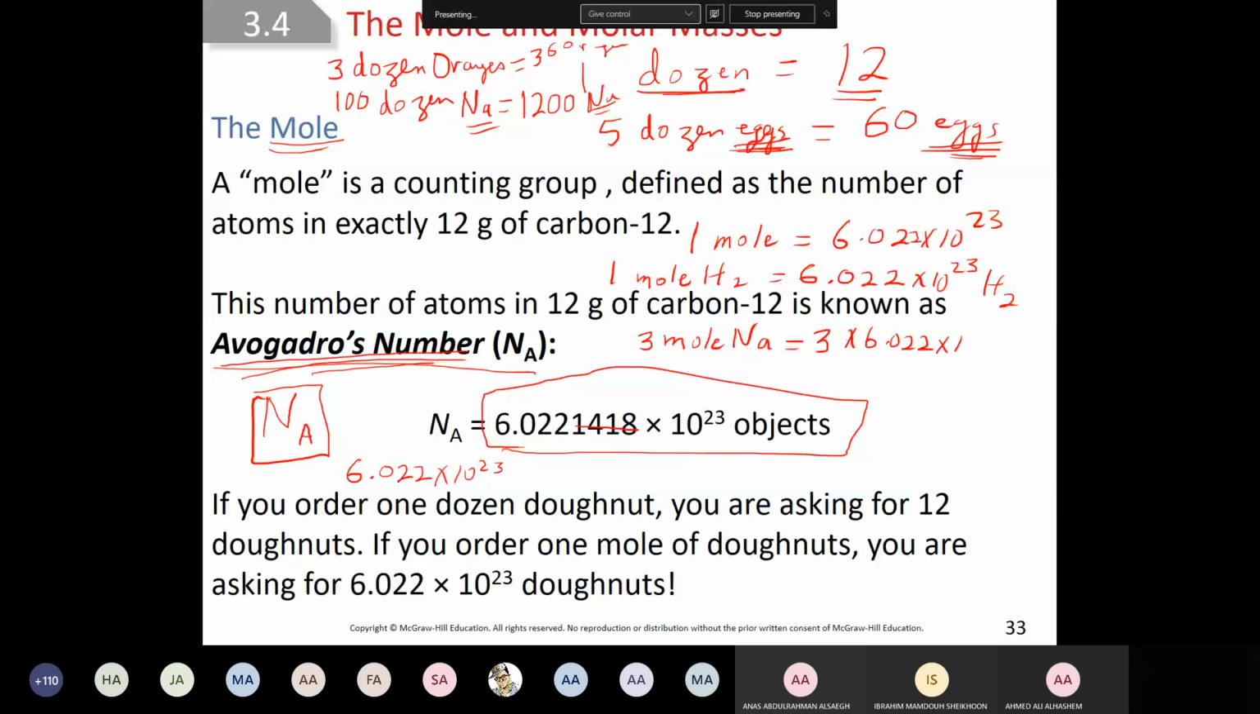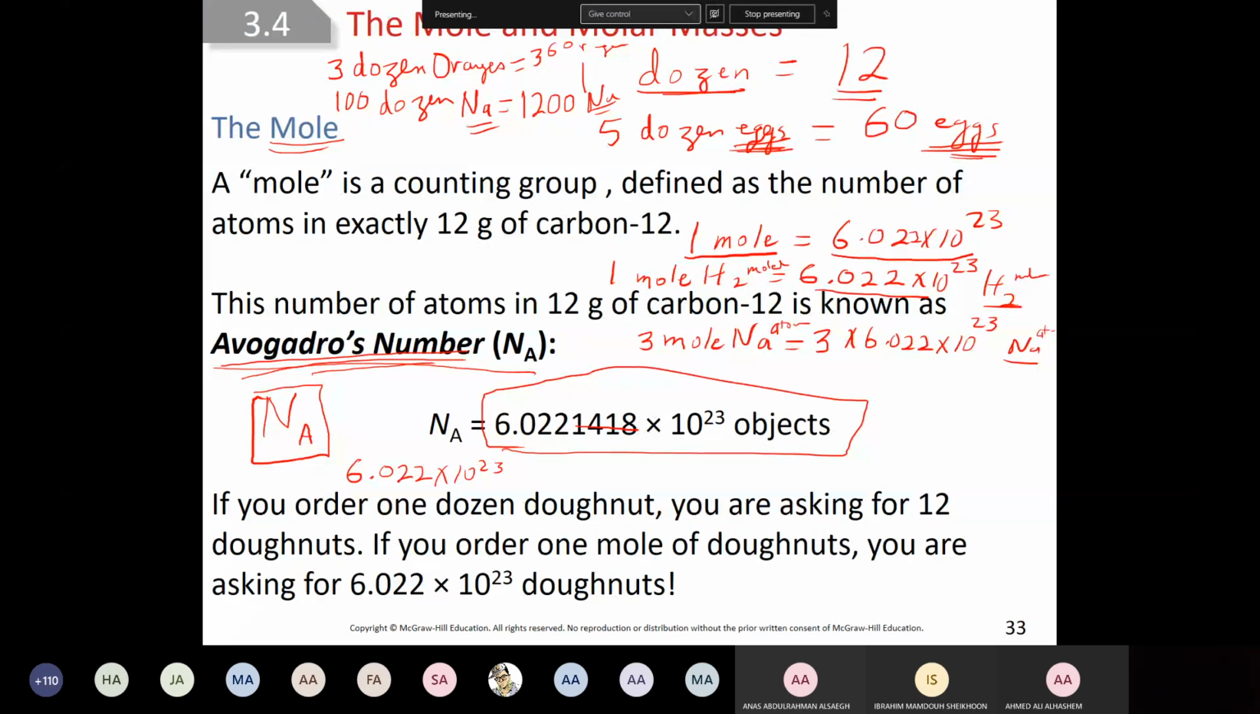Is this clear? I want to stress one more time. If I say 1 mole and stop, what's this equal to? Avogadro's number. What's the unit? No unit. If I say 1 mole H2, then I say it's Avogadro's number with unit. Whatever unit I use, I put in the unit here. So I should say 1 mole of H2 molecules, 1 mole of sodium atoms, and so on and so forth.